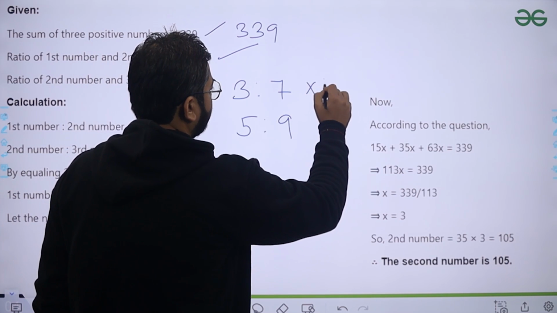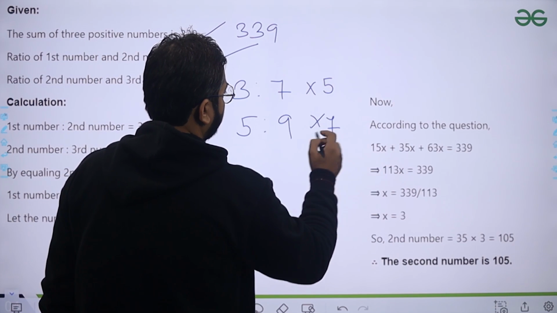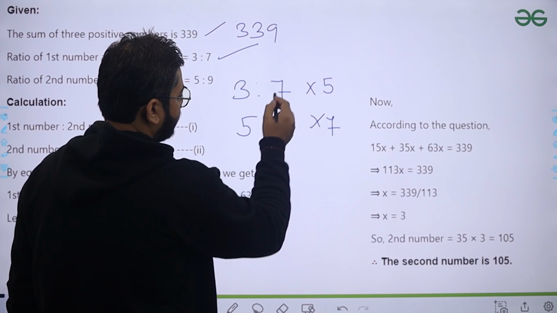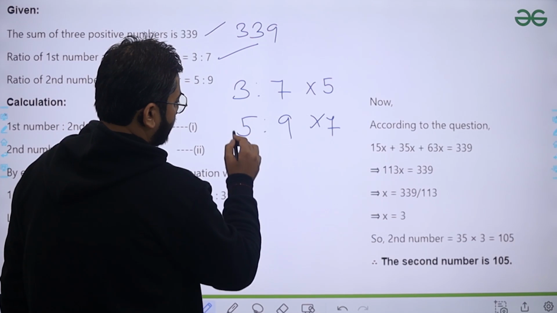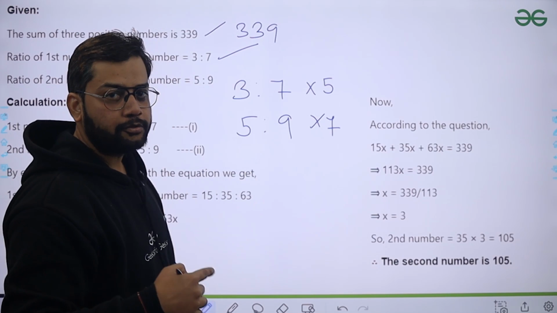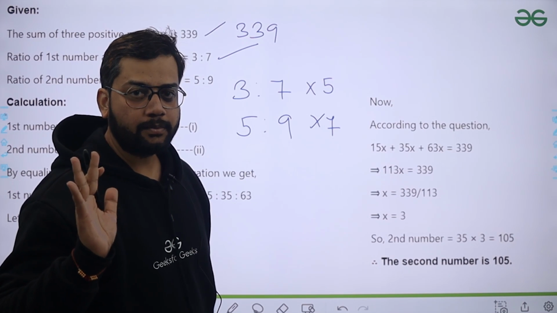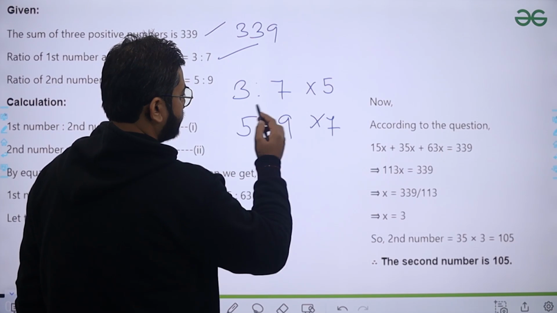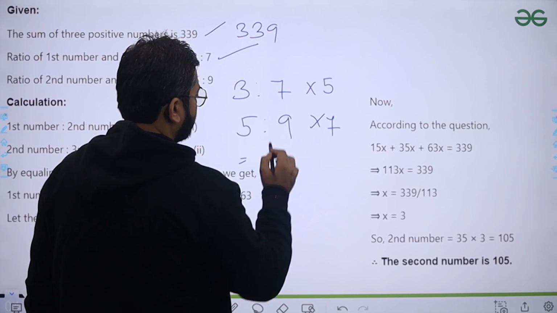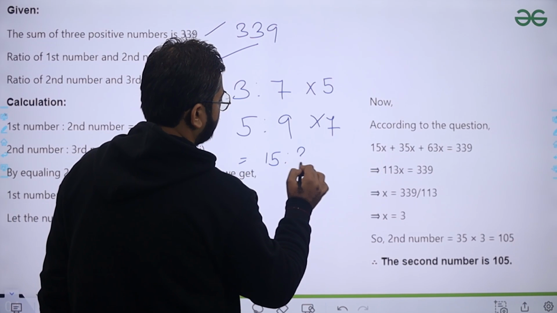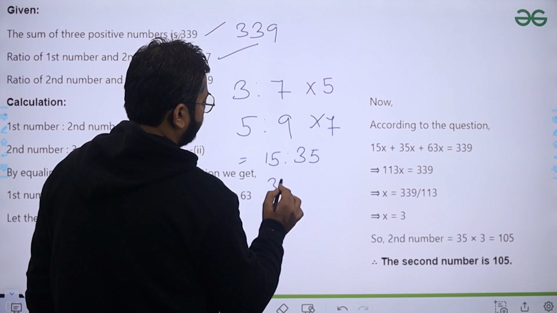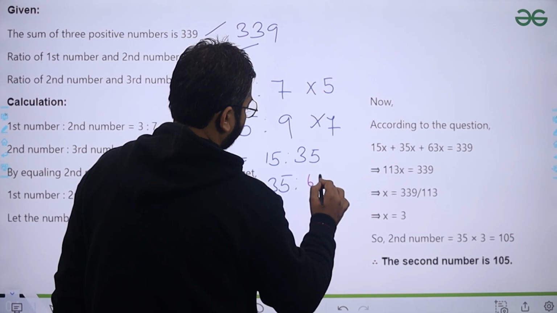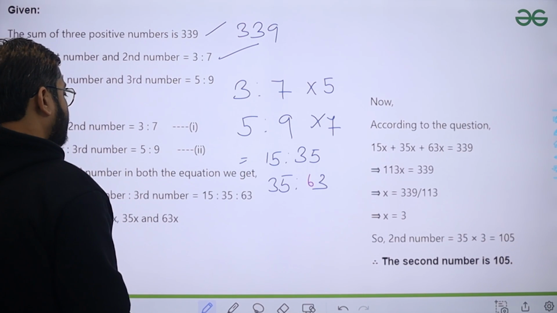Multiply whatever number is in the second position by the number on the opposite side. I am multiplying by 5 here and by 7 there. I am multiplying by 7 because in the first ratio 7 is the middle number, and in the other, 5 is. That will be 15 is to 35, and that will be 35 is to 63.